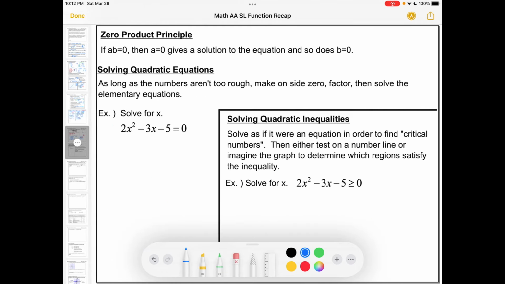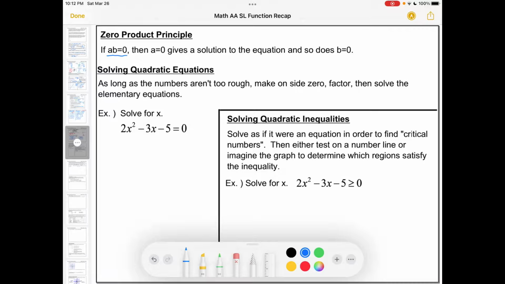When you're solving a regular linear equation, you just put your variables on one side and your numbers on the other, and you're done. When you're solving a quadratic equation, things can get a little bit trickier. But what helps us out is this zero product principle that says if a times b is 0, then at least one of those two things is 0.